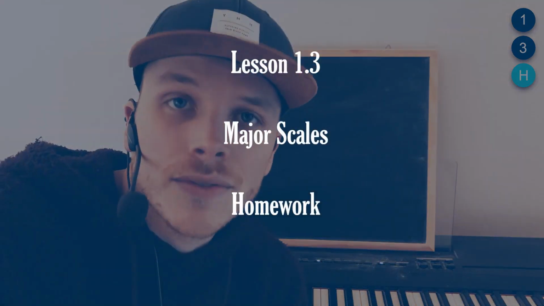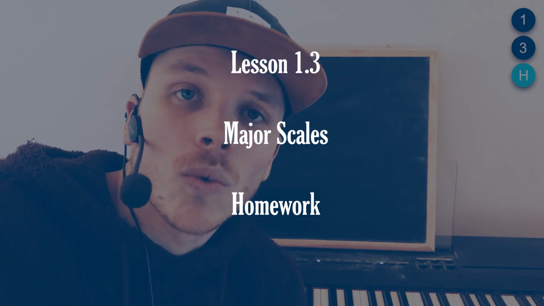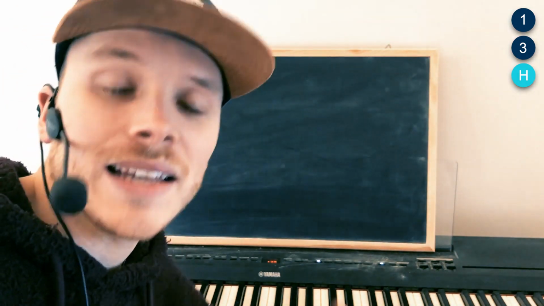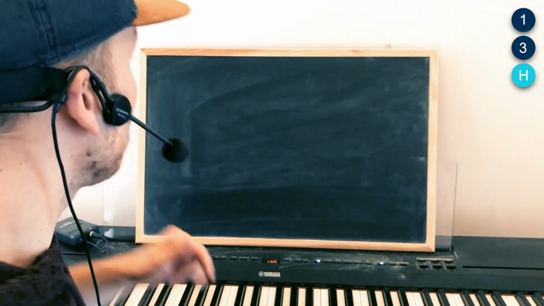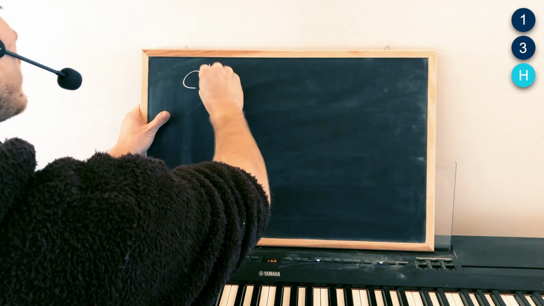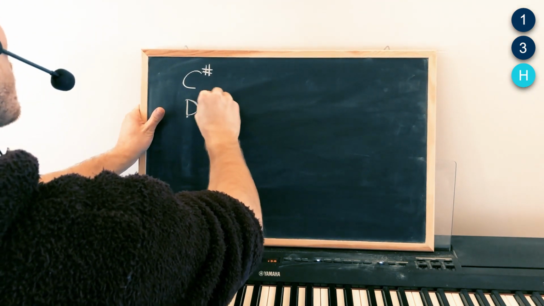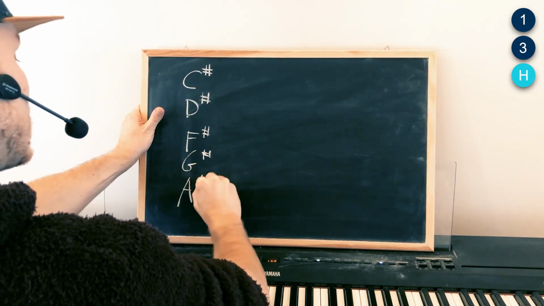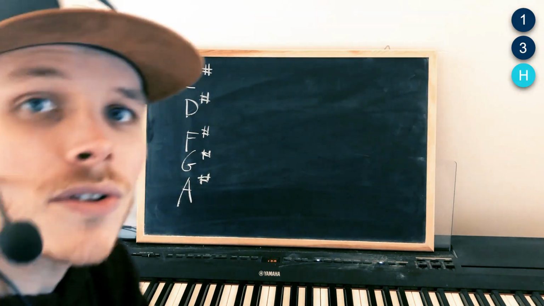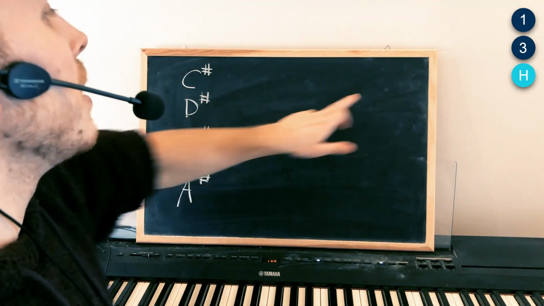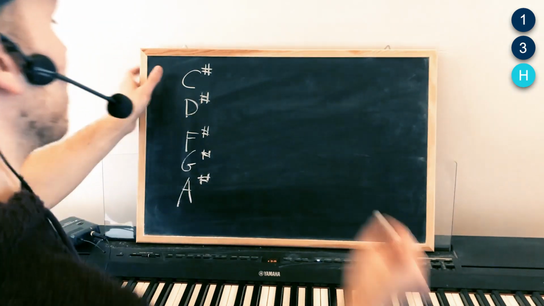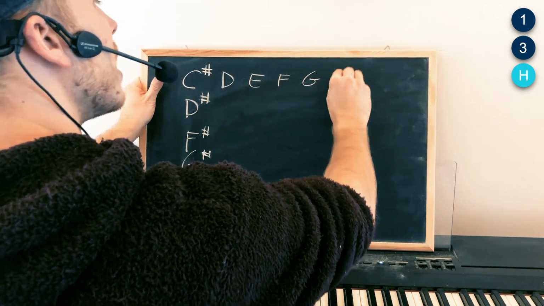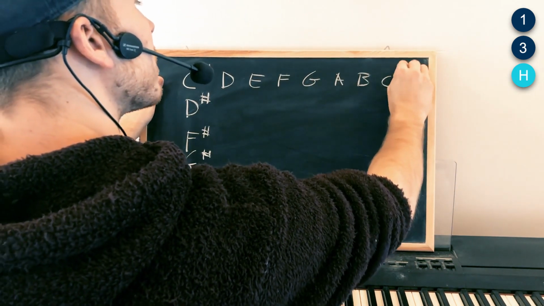Now, I'm also going to give you a little bit of homework right now. What I want you to do is to take the other resource files that you still have empty, and put in the C sharp, the D sharp, F sharp, G sharp, and A sharp major scales. So you're going to start on C sharp, you're going to end on C sharp, and you're going to do exactly the same. So you're going to write D, E, F, G, A, B, C sharp.